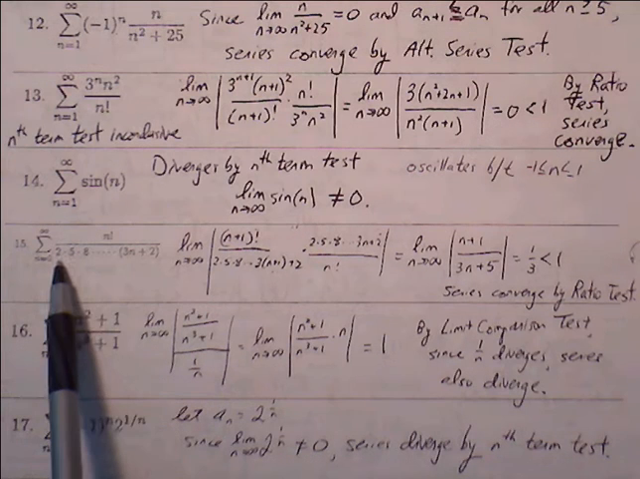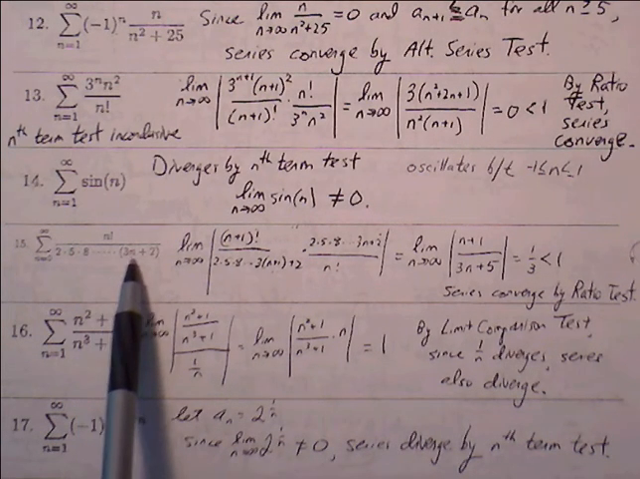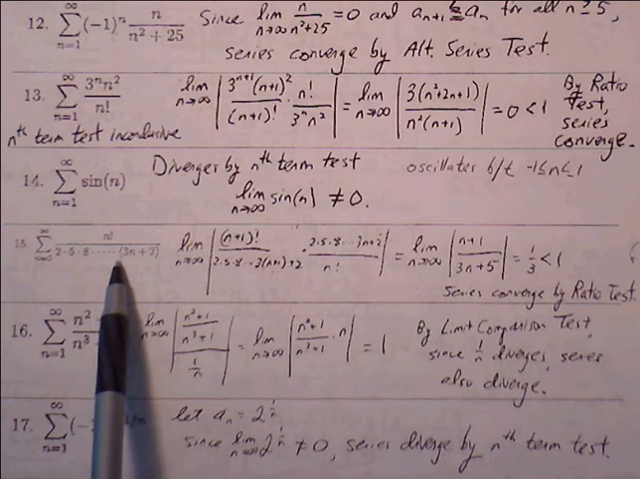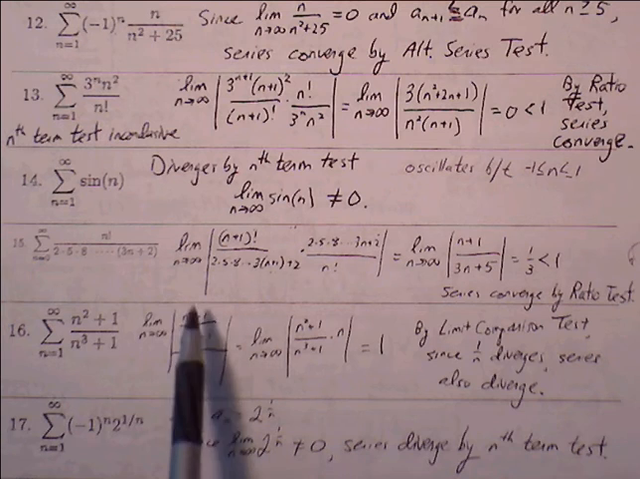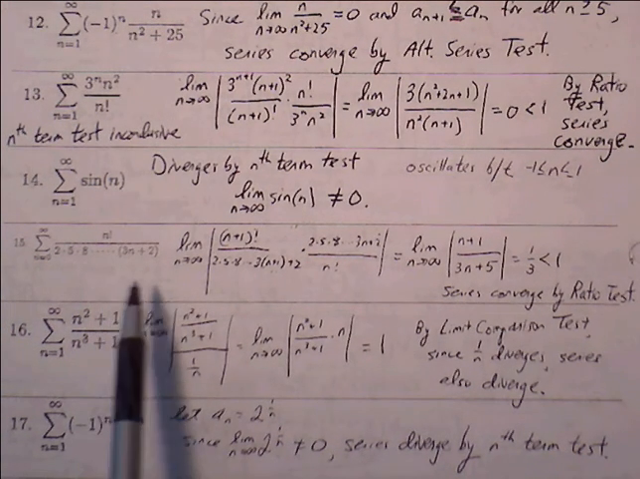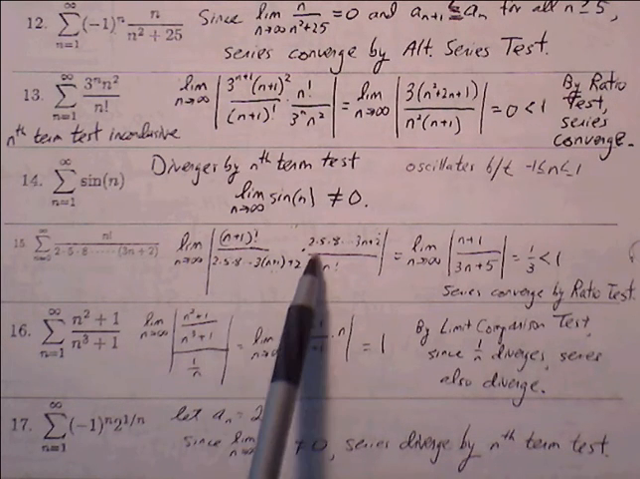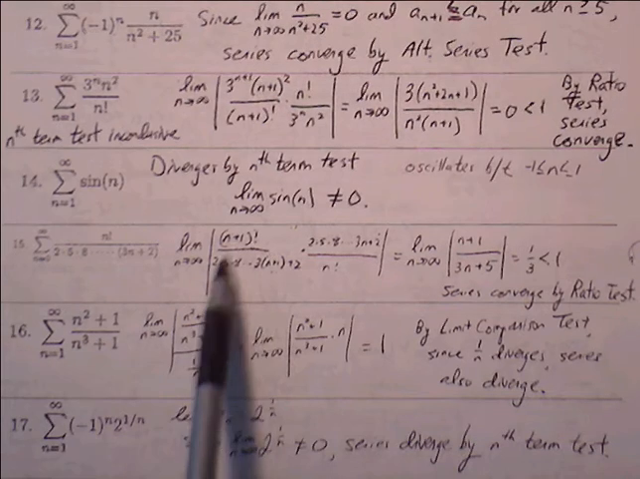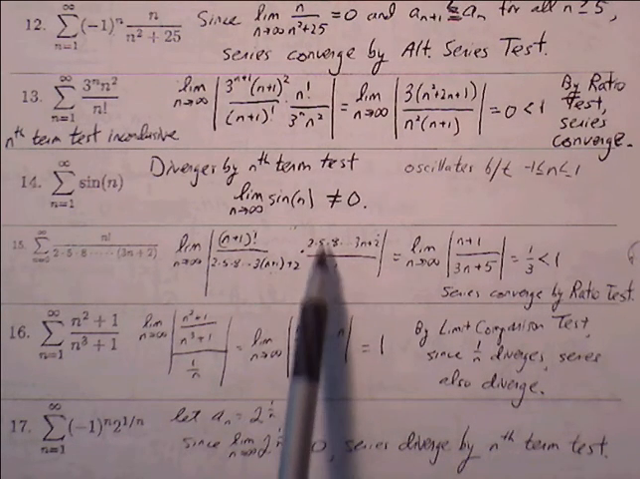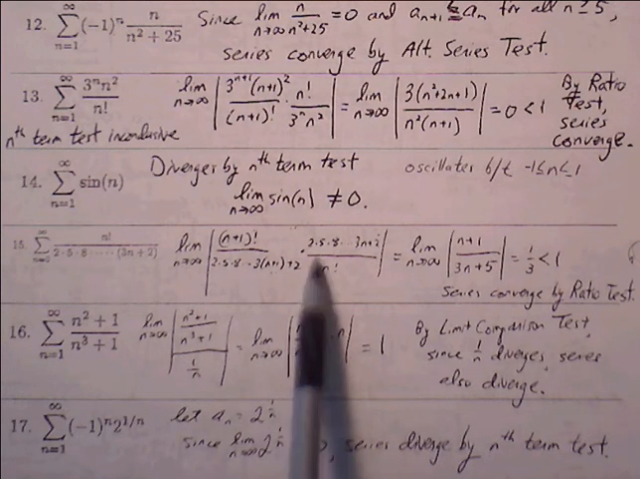This is n factorial divided by 3n plus 2, or 2 times 5, all the way to 3n plus 2. So when we see factorial here, we can go through a ratio test, which is a sub n plus 1 divided by a sub n. So a sub n plus 1, which is add 1 to each term, and divided by a sub n, which is multiplying by the reciprocal of a sub n.